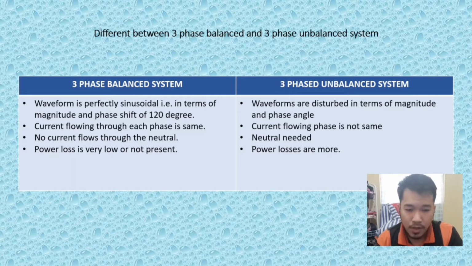For a three-phase unbalanced system, waveforms are disturbed in terms of magnitude and phase angle. Current flowing in each phase is not the same. Neutral is needed. Power losses are more. So that is the difference between a three-phase balanced system and a three-phase unbalanced system.